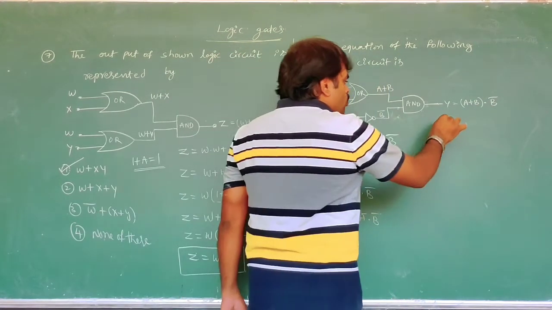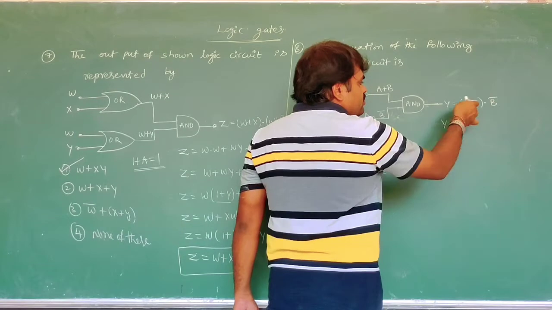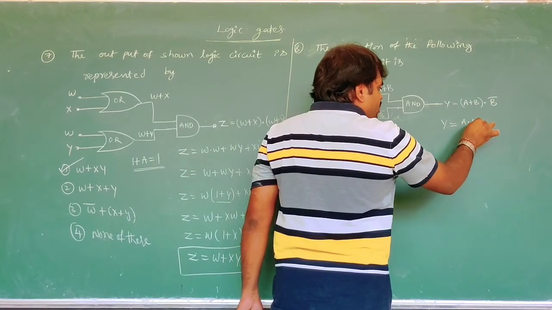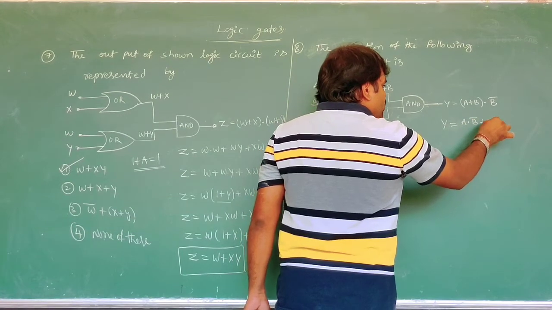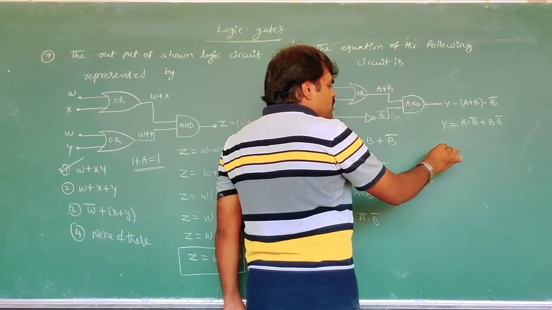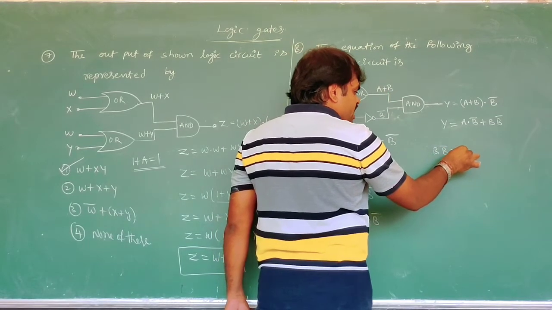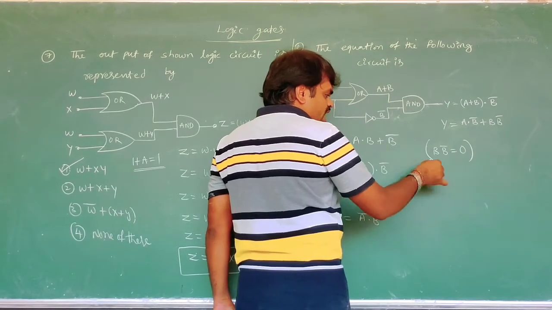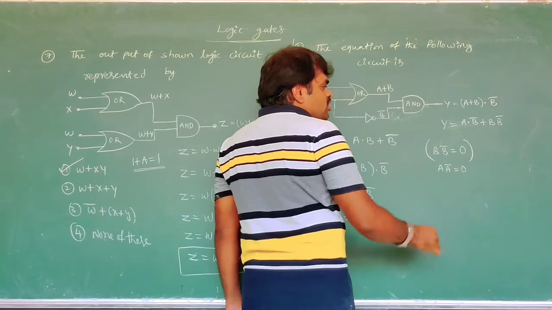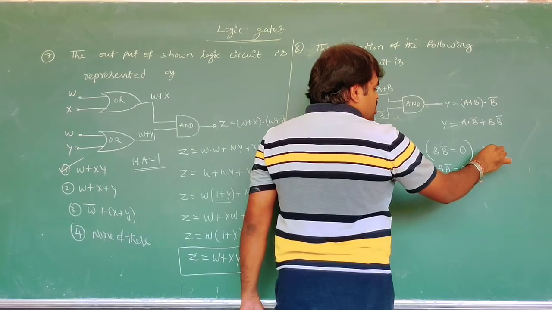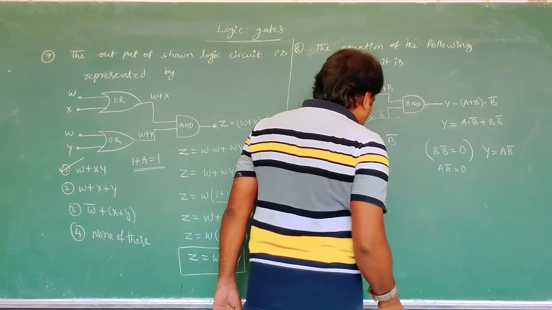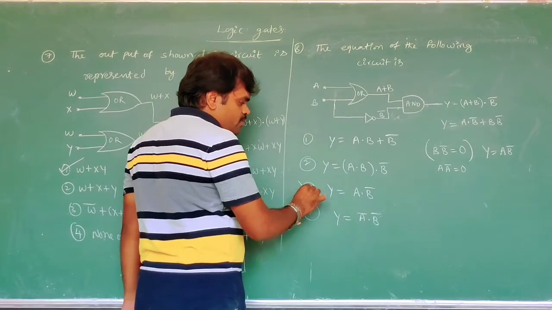Now, using the distributive law, A dot B bar plus B dot B bar. Here the operation B dot B bar is 0, like A dot A bar is 0. That's why the output is Y is equal to A B bar. Now the answer is A B bar.